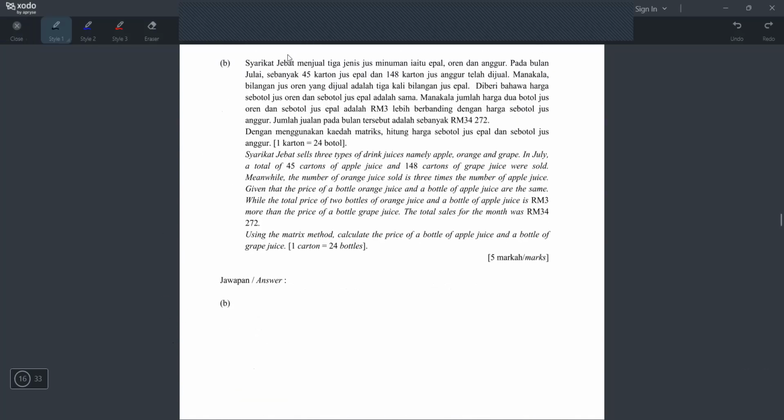Okay, let's continue with question B. Syarikat Jebat sells 3 types of drinks, namely apple juice, orange juice, and grape juice. In July, a total of 45 cartons of apple juice and 148 cartons of grape juice were sold.